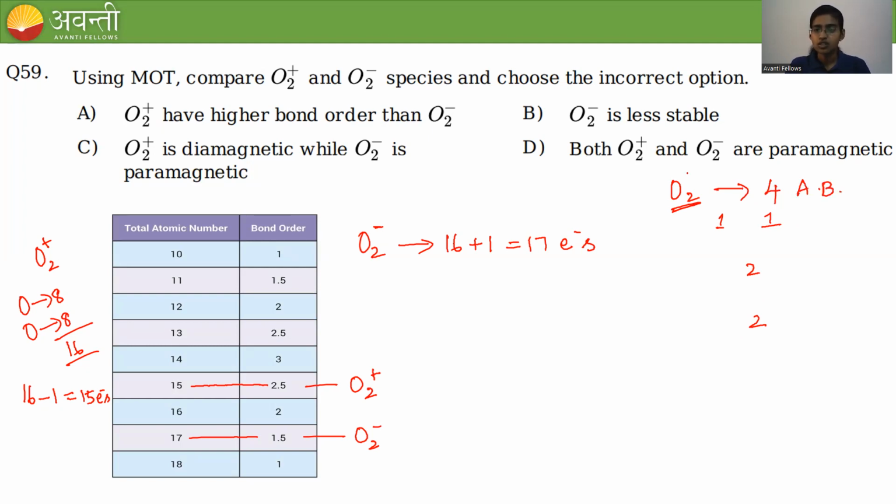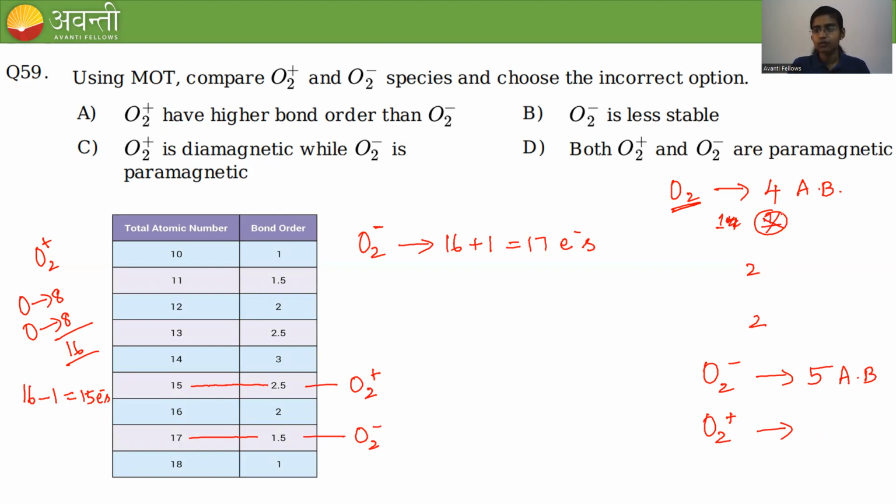Okay. In case of O2 minus, we are adding one more electron. That one more electron goes to this orbital. So now, for O2 minus, we are getting 5 antibonding electrons. In case of O2 plus, what will we do? We'll remove this one electron. This electron will not be there. And we'll remove this electron also. So how many electrons would we have?